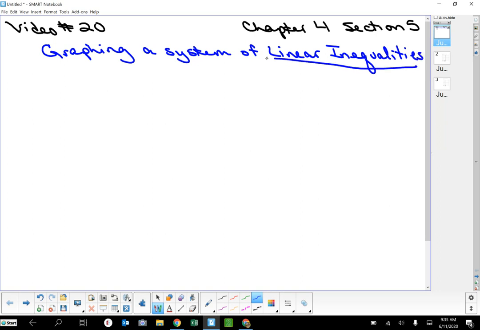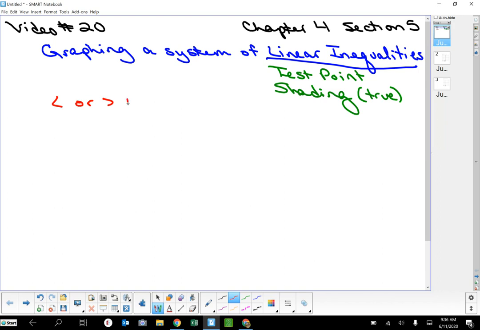And we've done individual linear inequalities in the past. Remember that requires a test point to determine if your statement's true or false. It also requires shading of the graph area that is true. So you're shading the true section. And also remember that if you have a less than or a greater than symbol, then you use a dotted line. And if you have a less than or equal to or greater than or equal to, you use a solid line when you graph.